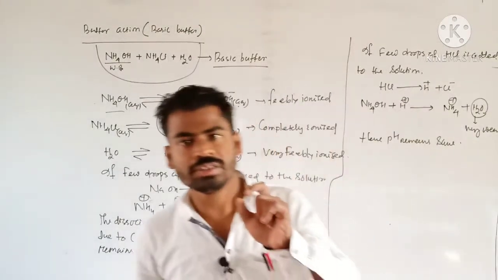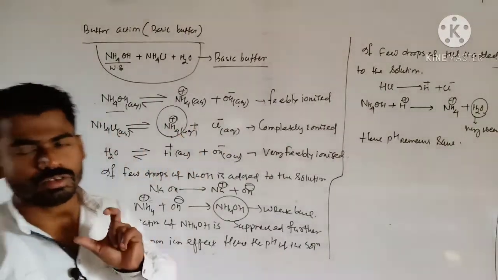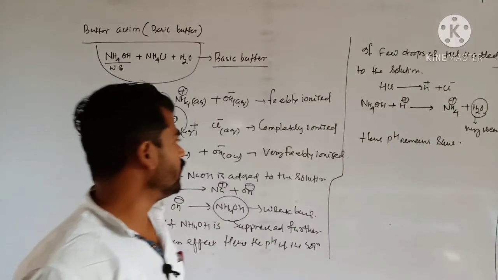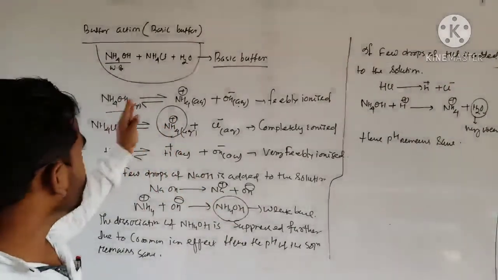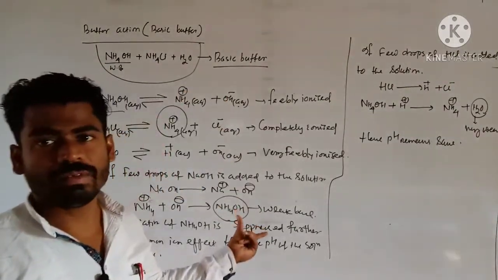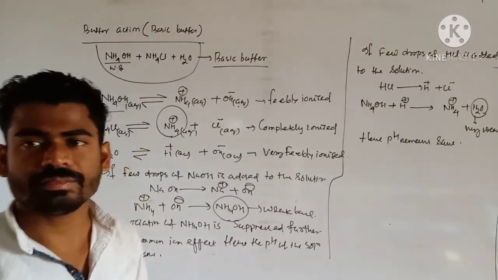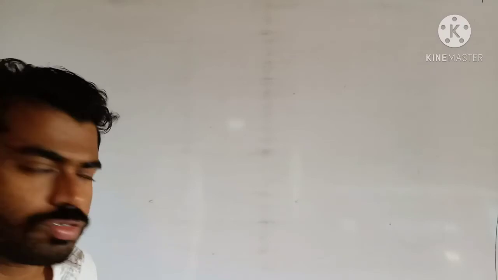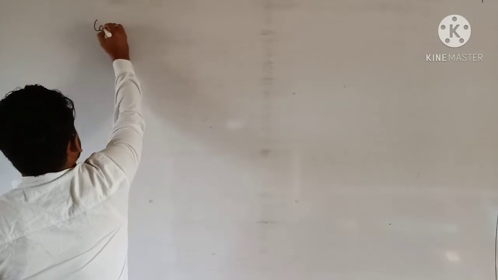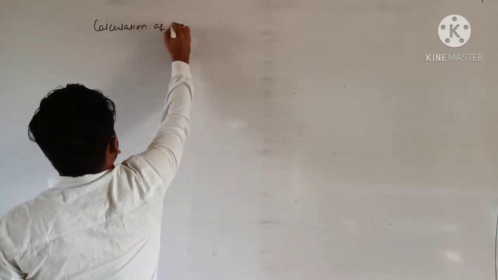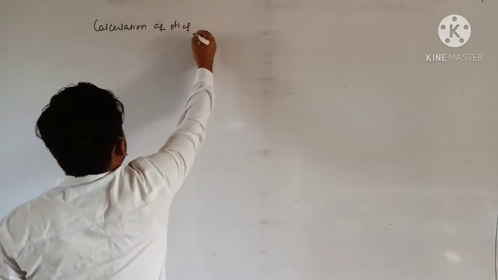Okay, so a very small change may be obtained there. I am not saying it is totally constant, a very minute change will be obtained. Hence this is the basic buffer action we have explained. Clear? So now let us calculate the pH of buffer. Calculation of pH of buffer solution.